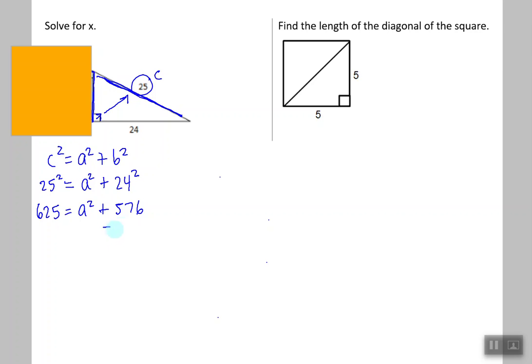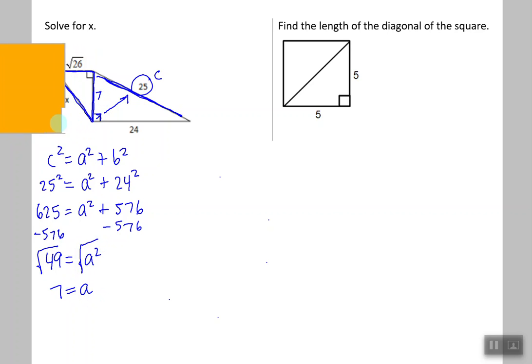Getting A by itself, we subtract 576 from both sides and get 49 equals A squared. Of course, we know we need to take the square root of both sides to get A by itself, and 7 equals A. So now we know this missing side is 7. Let's remove the cover up so that we can see the other triangle clearly now. Now we know we need to find the x, and now we have that missing side is 7.